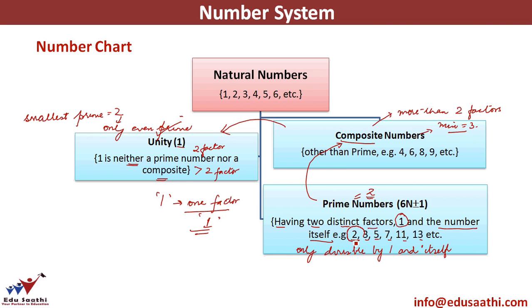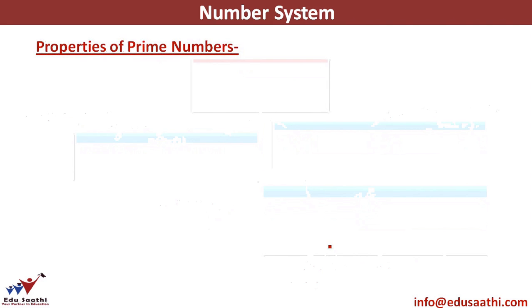It is the only even prime number. So if you talk about all the other prime numbers, 3, 5, 7, 11, 13, they have to be odd, because if they turn out to be even, they will be divisible by 1, 2 and the number itself. So it will turn out to be a composite number. Let's move ahead and look at some of the properties of prime numbers.